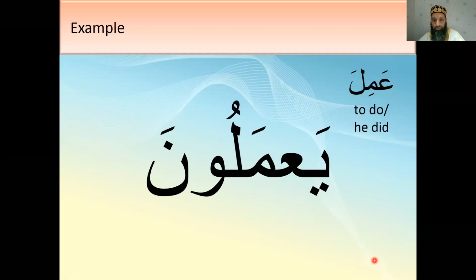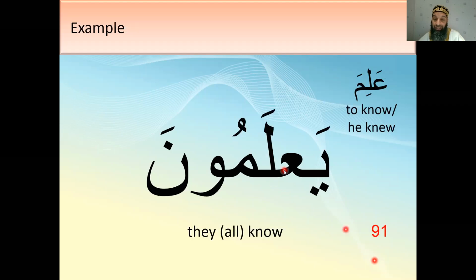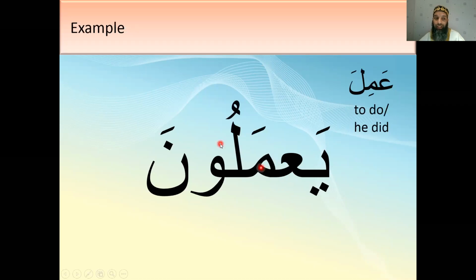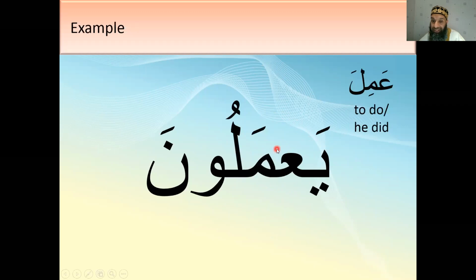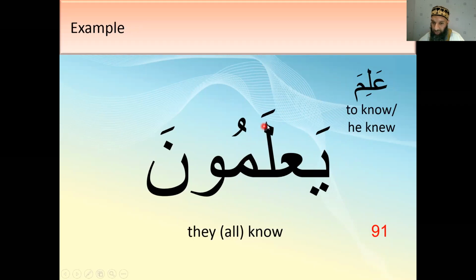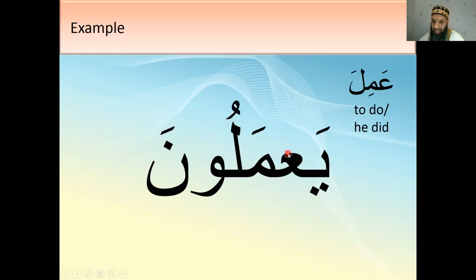Next one. Oh, so look at this one now. Ya'lamuna now. It's changing to ya'maluna. Look. Ya'lamuna, the root word is alima, to know. This one is amila, to do. Amal, do we say amal, action? So this one now, just because the root word has changed. Look, alima was the root word here. Now the root word has become amila, to work, to do. So what does ya'maluna mean?